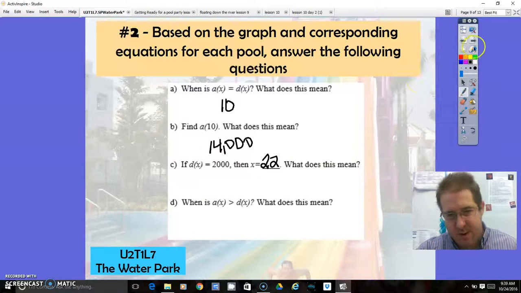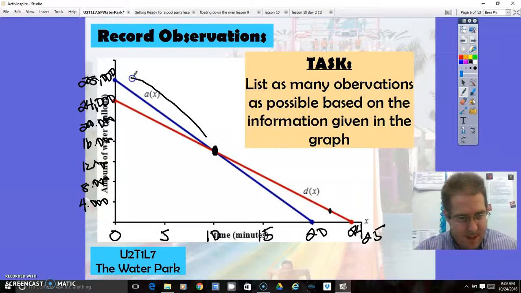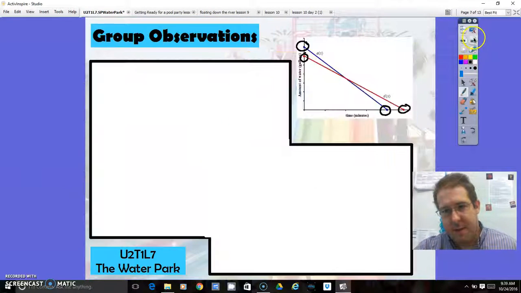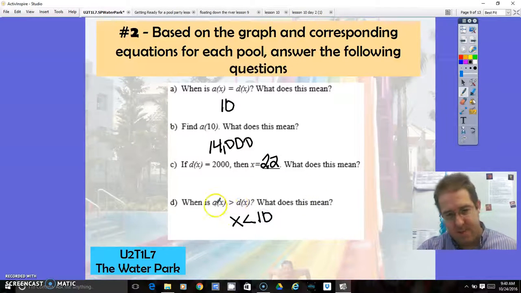When is a of x greater than d of x? Okay, so a of x was greater than d of x at the beginning. This entire piece, anything to the left of 10 minutes. So when x is less than 10 is when the a of x is above the d of x graph.